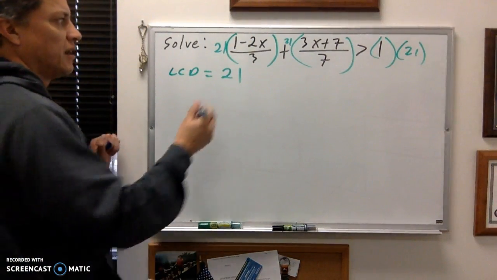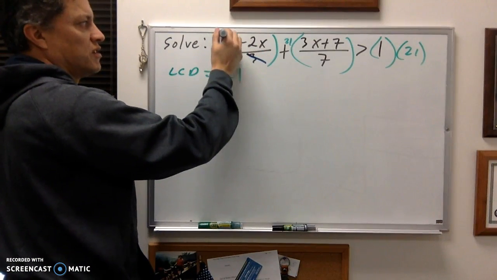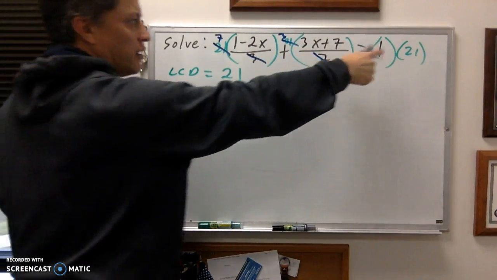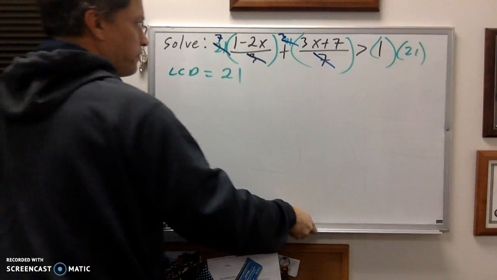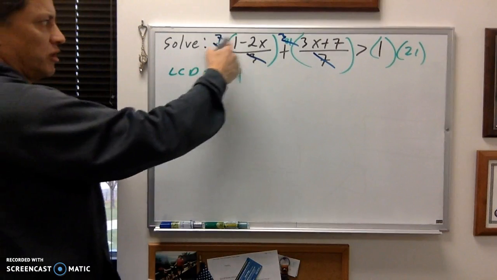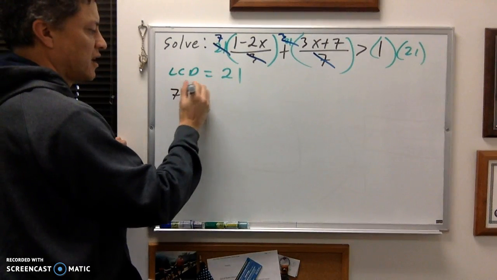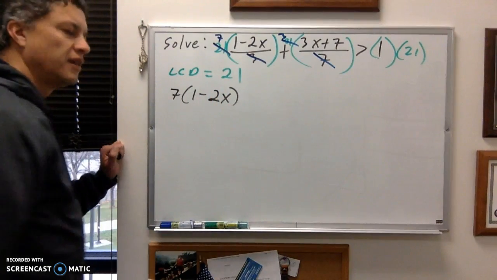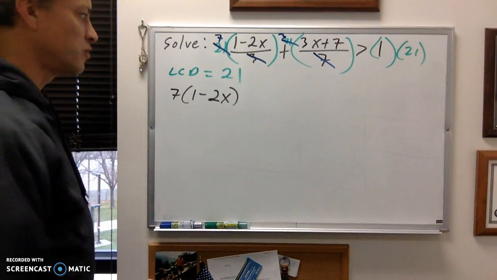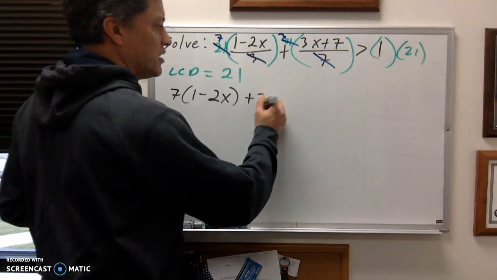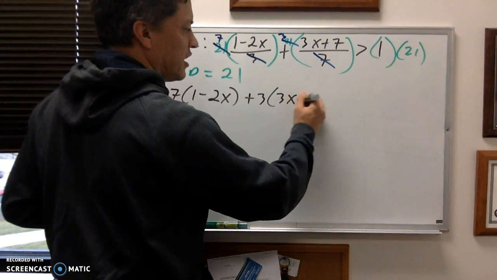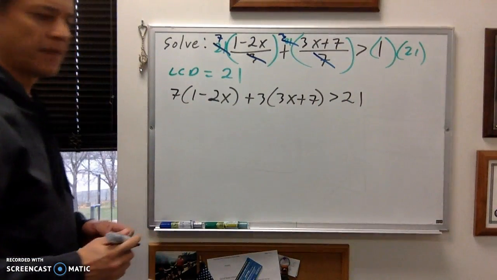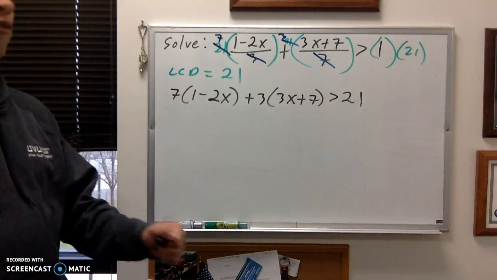Now, when you do that, 3 goes into 21 7 times. 7 goes into 21 3 times. And over here, nothing will divide out. So what we're looking at here is 7 times the quantity of 1 minus 2x, plus 3 times the quantity of 3x plus 7. And that's going to be greater than 21. All right? I have killed the fraction.